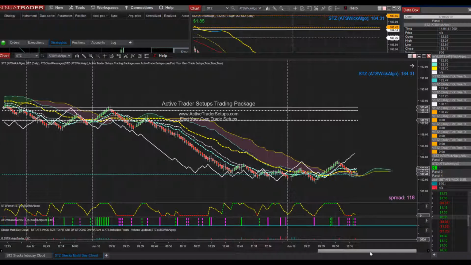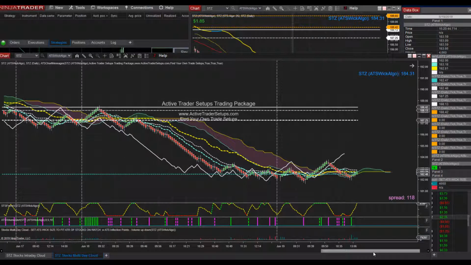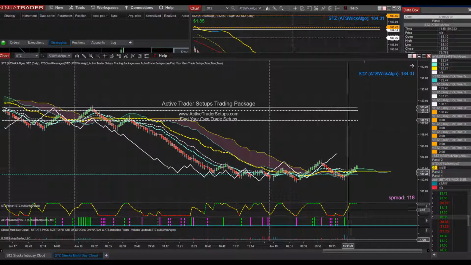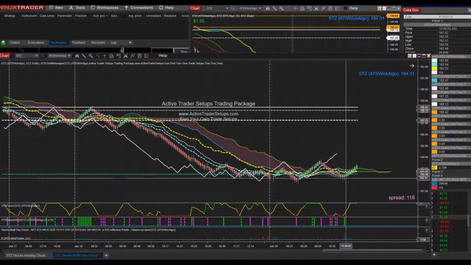Let's see what happens. Consolidates and then fails. Tries to come back up. What can it do? And you can see right here you got a big volume candle came in on this reversal. This is a 10 bar high volume right here. It did turn it around. Got it up through here. It took it quite a while now.